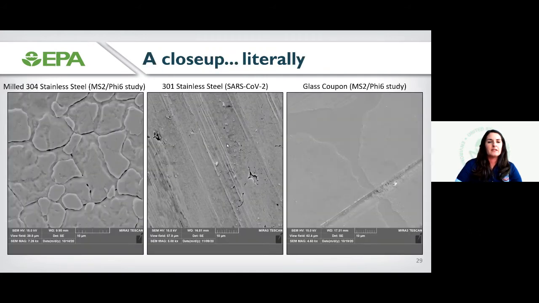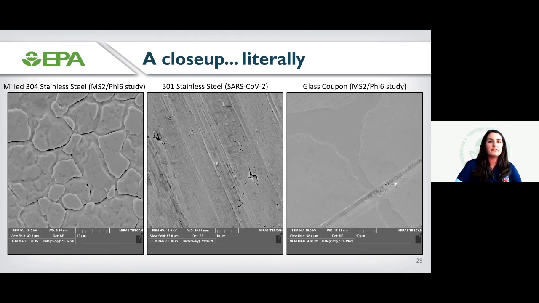So that left us again scratching our heads a little bit. The stainless steel to the eye looks pretty darn smooth, so does the glass. But we actually took some images on a scanning electron microscope, which allowed us to get really, really high resolution images of these surfaces. And that was really insightful.